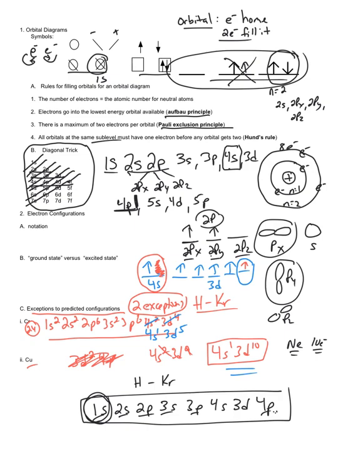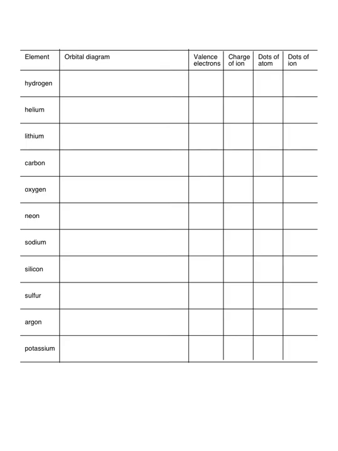Okay, so in your packet you have this page, and what we are going to do is do the orbital diagram for the following elements. We're going to start off with the easiest one, and we're just going to get more complex. So hydrogen, the first thing you got to do is figure out the number of electrons it has. Well, if you remember, the atomic number of hydrogen is 1.